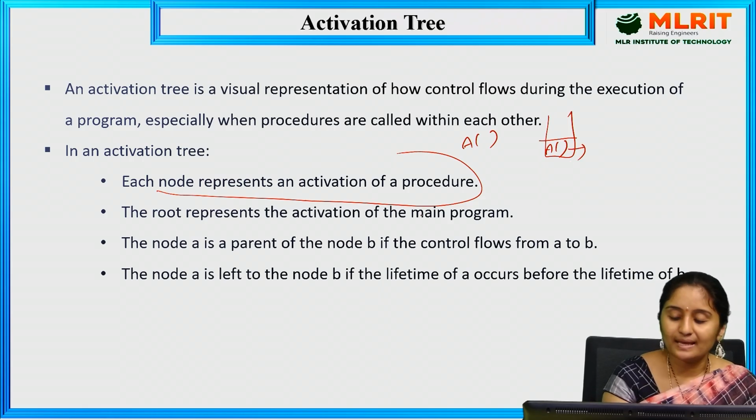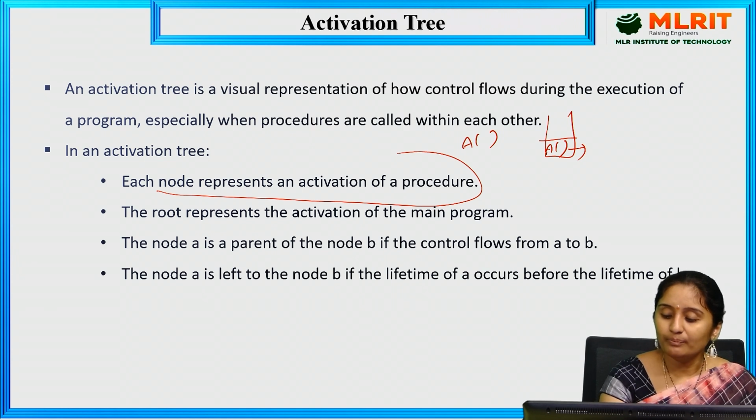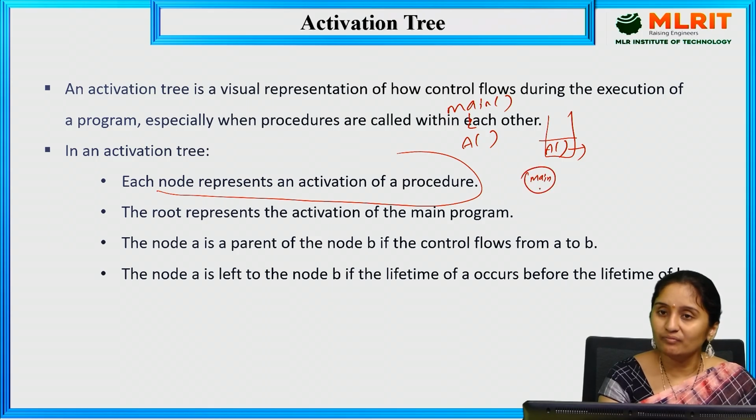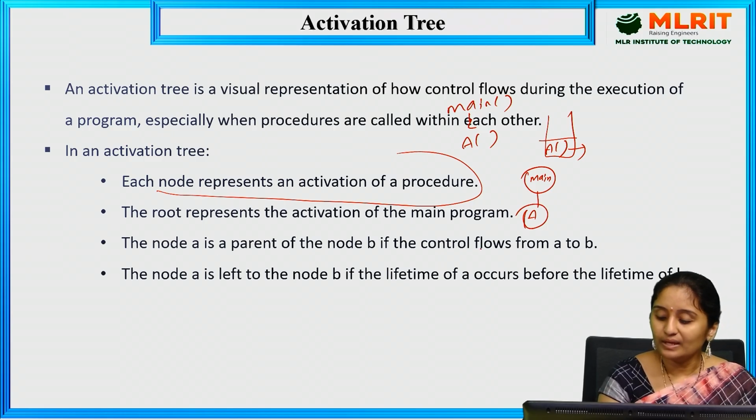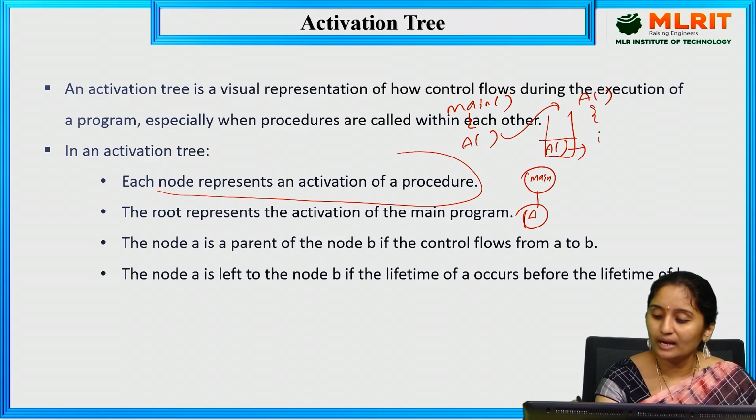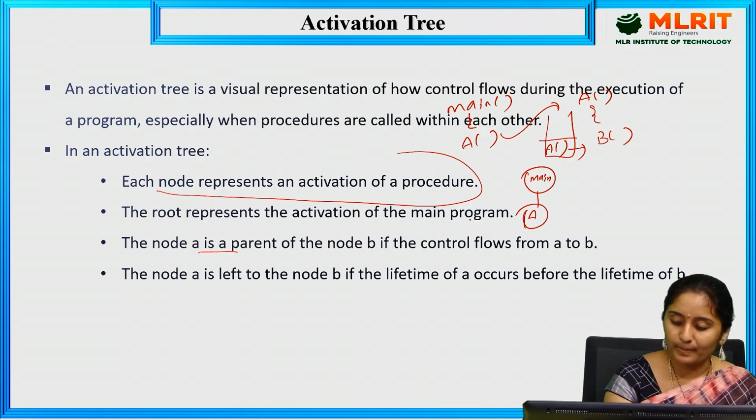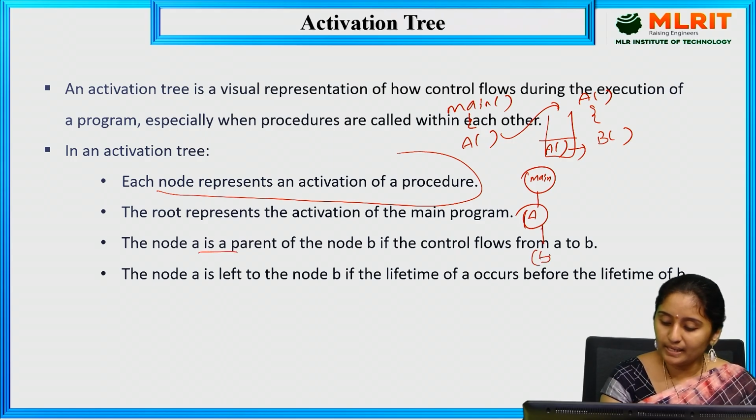The root represents the activation of the main program. So this is my main program, and main will be my root. Next, A is going to be created. The node A is the parent of the node B if the control flows from A to B. So if I have the A definition, and in that B is a function call, then node A is the parent, and B is the child of the parent node A, if the control flows from A to B.